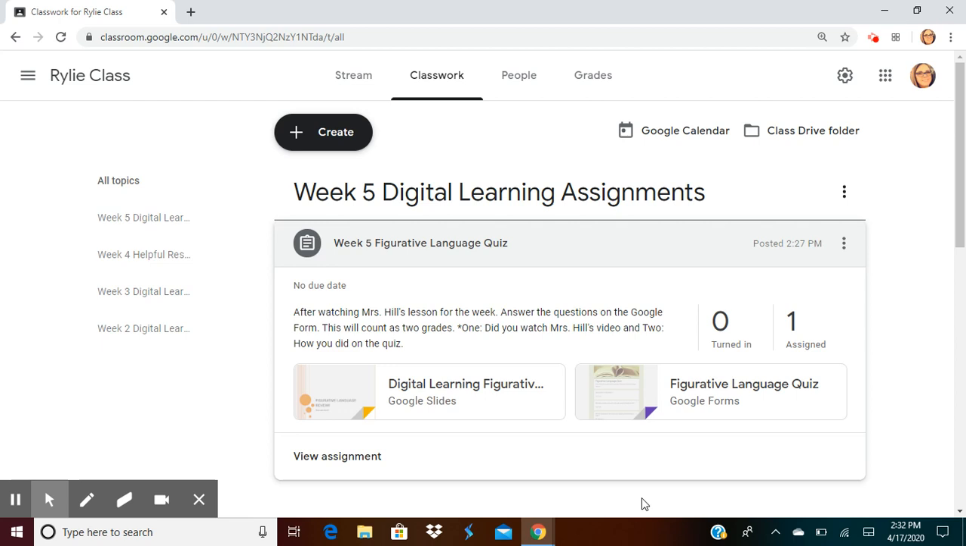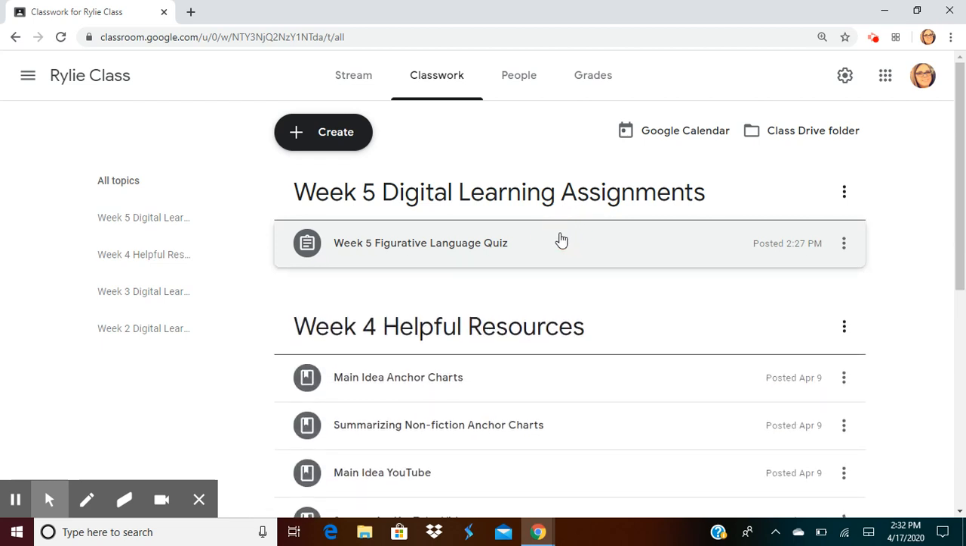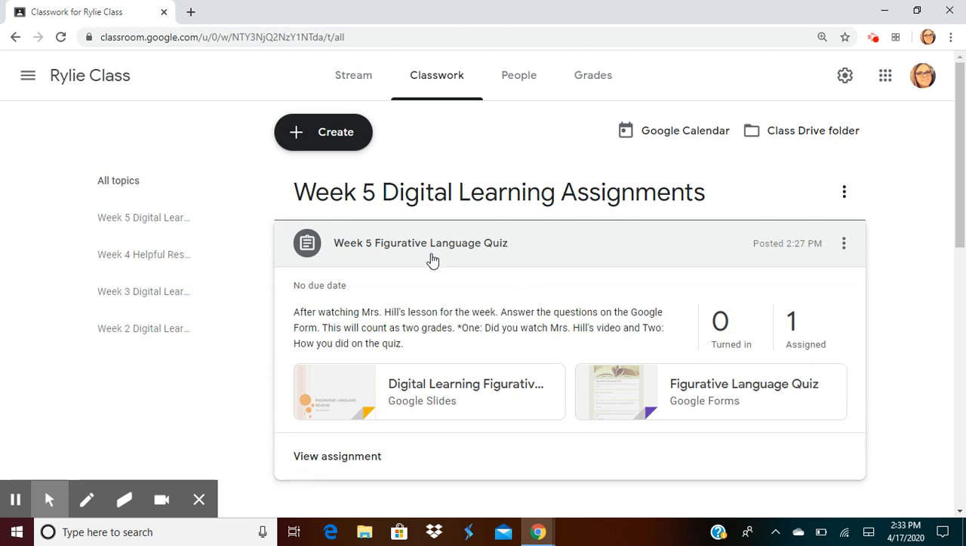So on this assignment, I made things kind of a little bit easier for you guys this week. You're going to be doing the week 5 figurative language quiz. This is the only assignment for this week for any of our classes, except for RTI. If you have RTI, obviously you have other classwork, but for the week 5 figurative language quiz, you click on it, you watch my video, and then you answer the questions on the Google form. This will count as 2 grades. One, did you watch Miss Hill's video? And two, how did you do on the quiz?